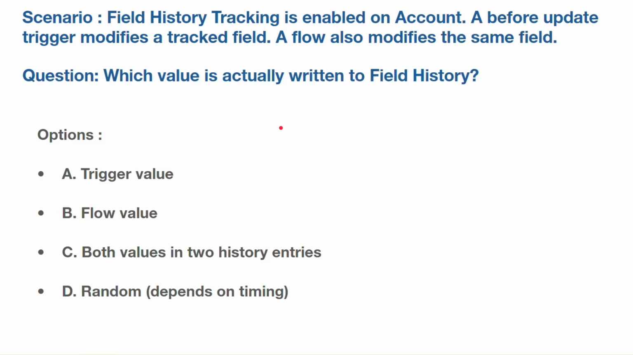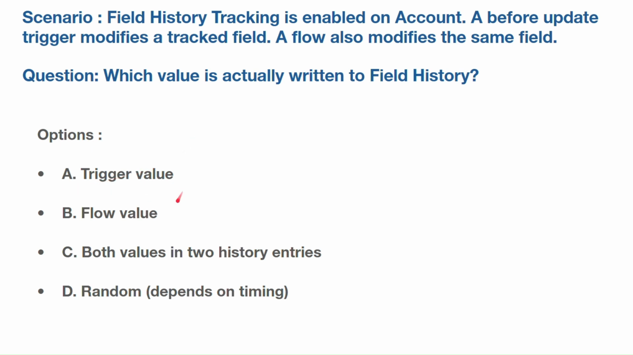Then the next question is, field history tracking is enabled on Account. A before update trigger modifies a tracked field. And a flow also modifies the same field. Which value is actually written to field history? You have field history tracking turned on, and you have a before update trigger that is modifying that field, and then there is a flow which is also modifying the same field. So what will be your field history?